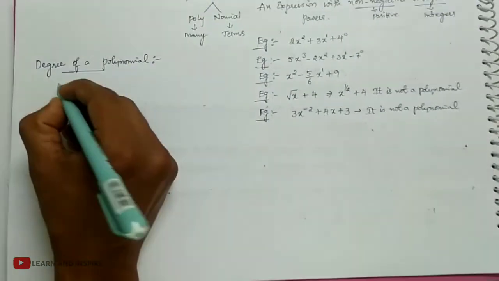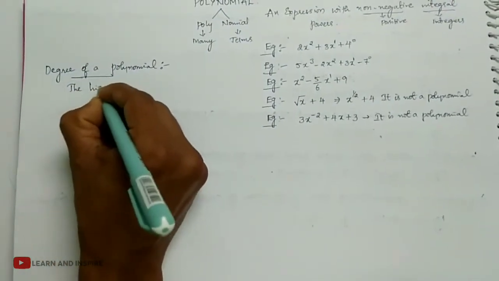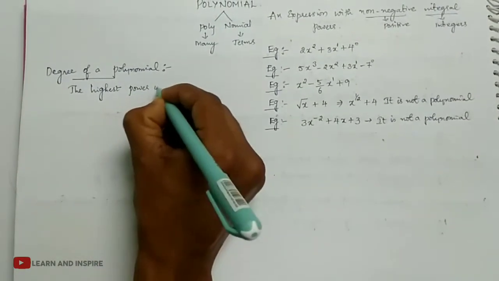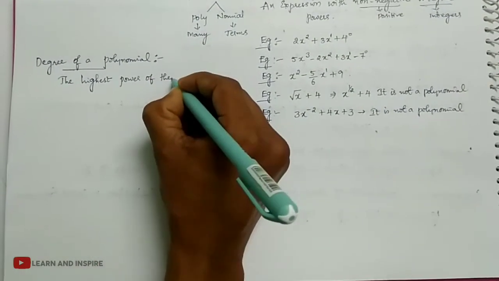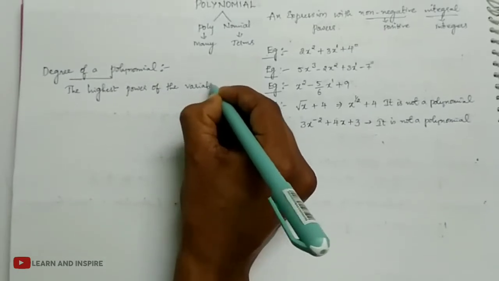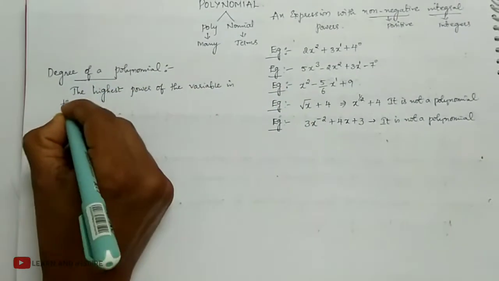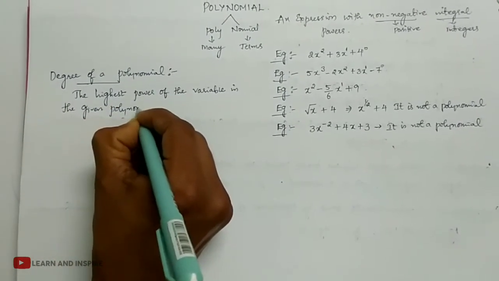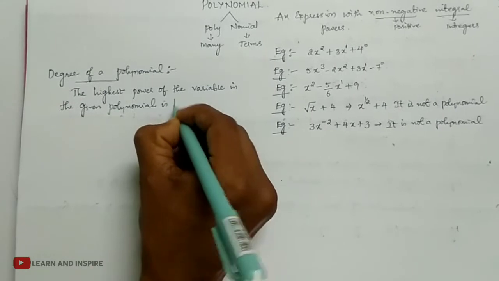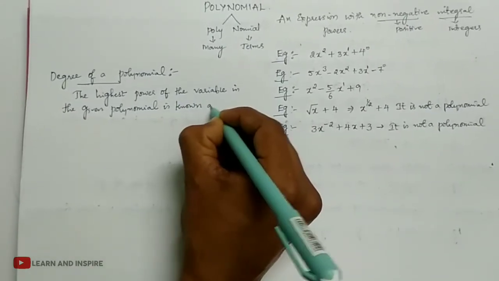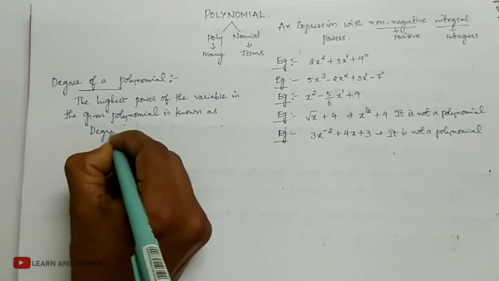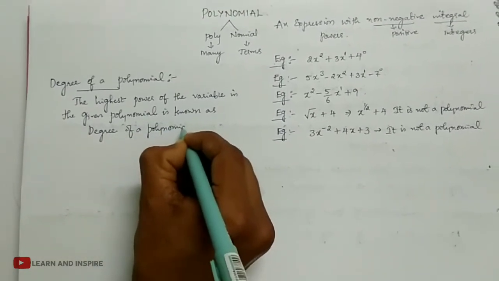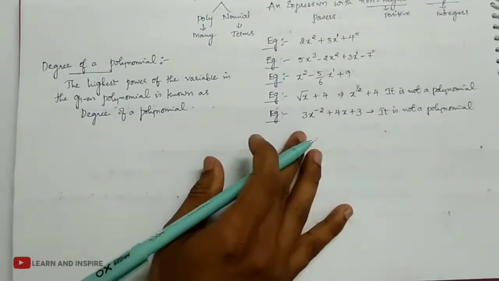So I write the definition: the highest power of the variable in the given polynomial is known as the degree of a polynomial. So understood? The highest power represents the degree of the polynomial.